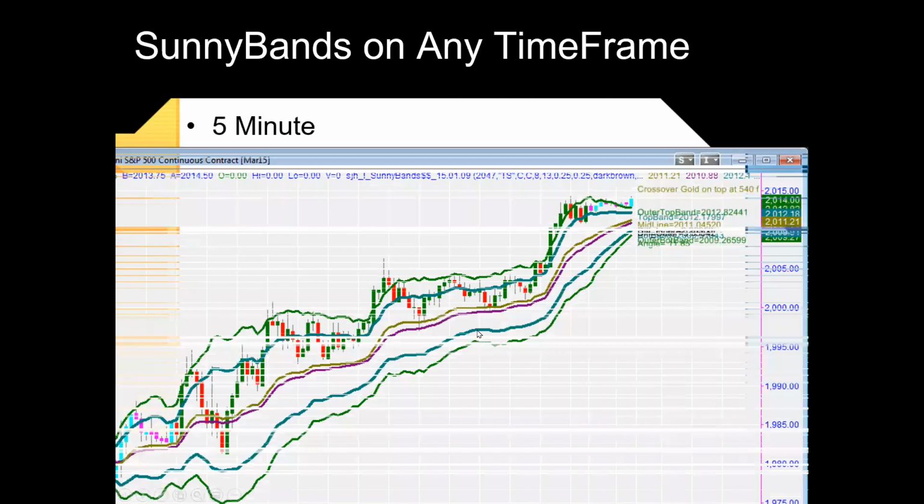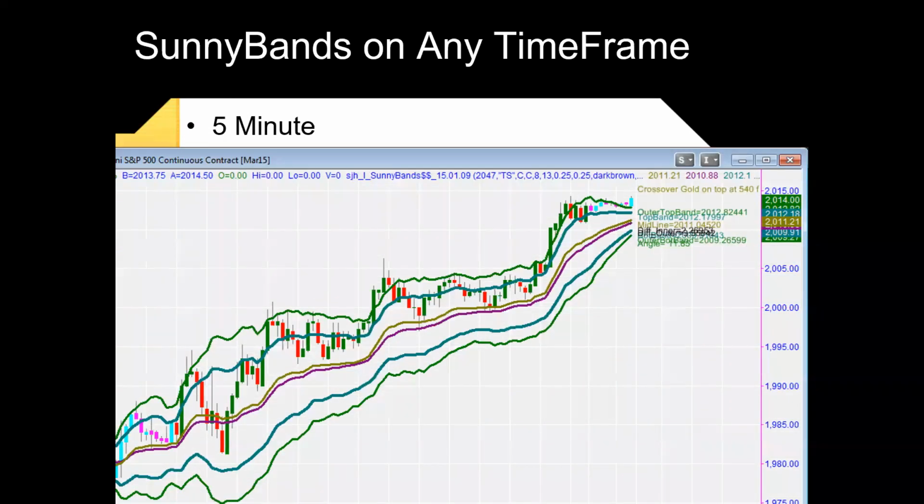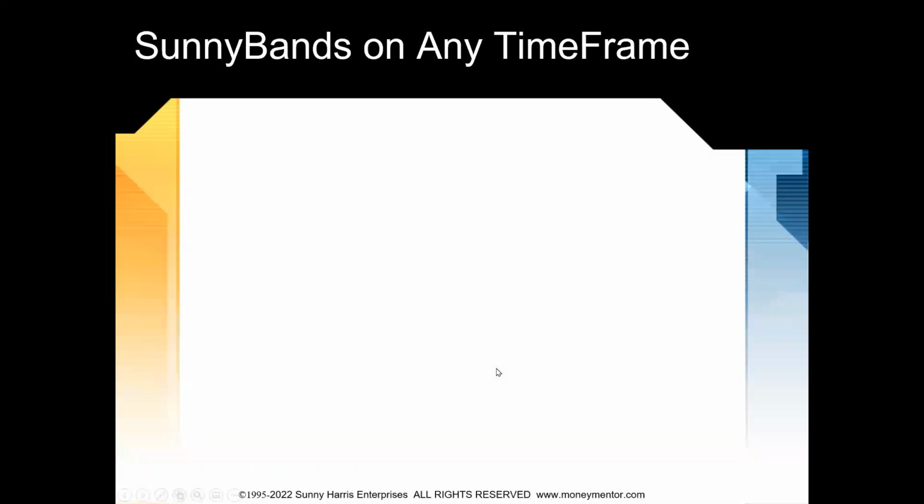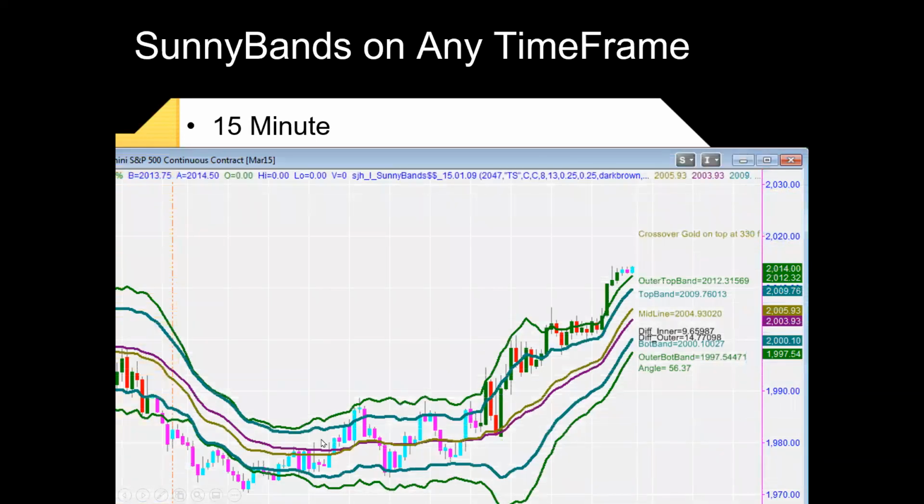Here it is on a 5-minute chart. Same idea. As long as it's above that gold DMA, look at this. It just stays long this whole time. It's above the gold. Gold's on top. Crossover's gold at 540. This is a 15-minute chart. Same stuff. Night session, day session.